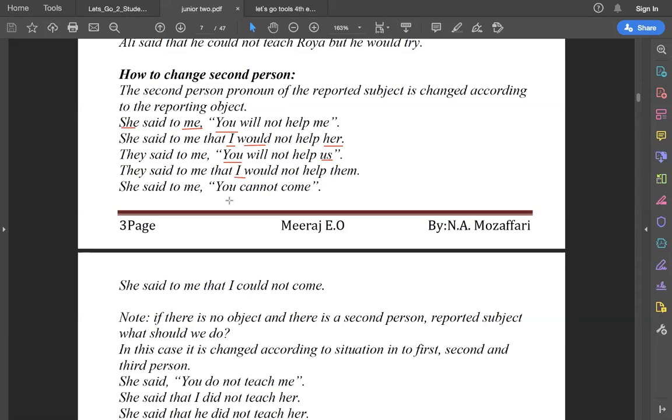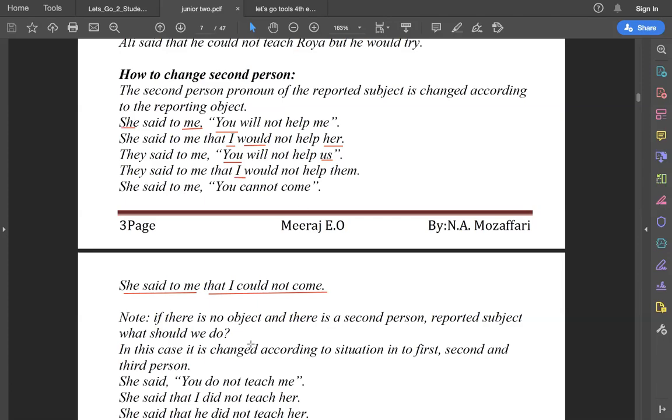She said to me, you cannot come. Look at the other example here. She said to me, it is reporting speech, that I could not come. So here you is also changed according to the object. I cannot is changed to could not, come is can.